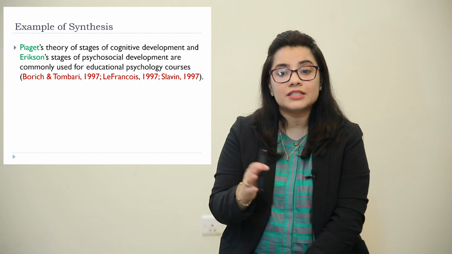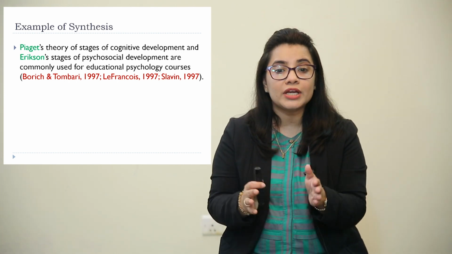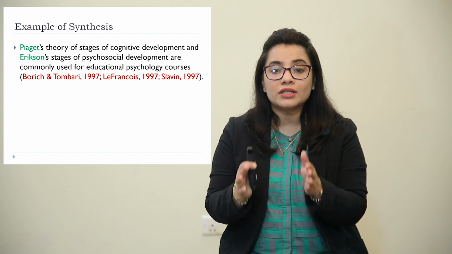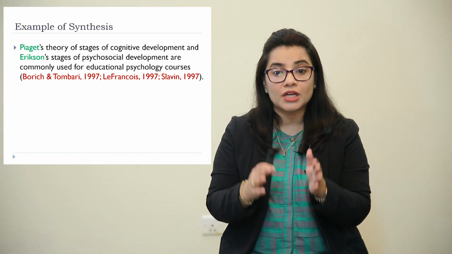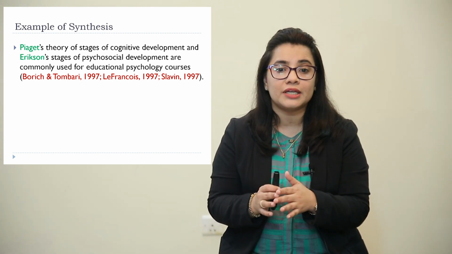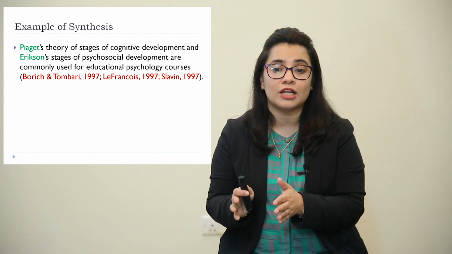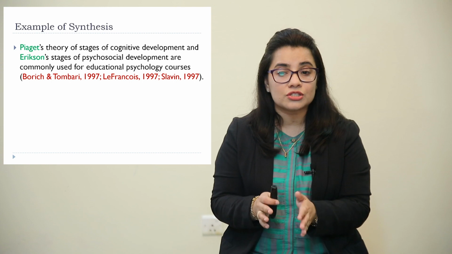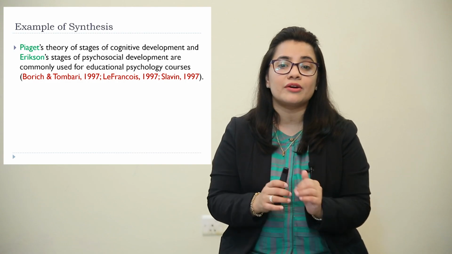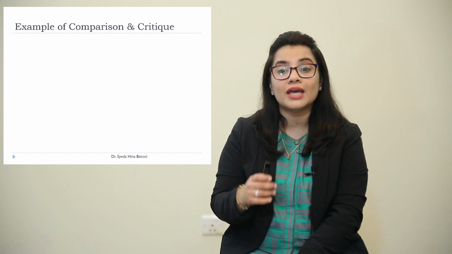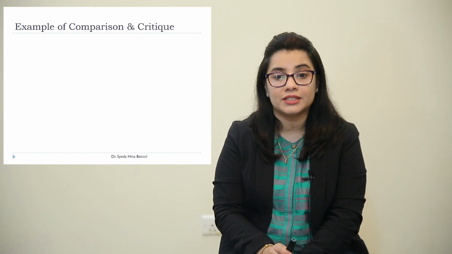See, I have collected here three types of studies: Borage and Tombury study, Lee Francis study and Slavin study. And three studies stated that Piaget's theory of stages of cognitive development and Erikson's stages of psychological development are commonly used for educational psychology courses. So three studies make this argument, and I have collected all those studies. So without making individual claims or arguments, combine those studies which are saying similar aspects. How can you compare and make some critique on the studies?